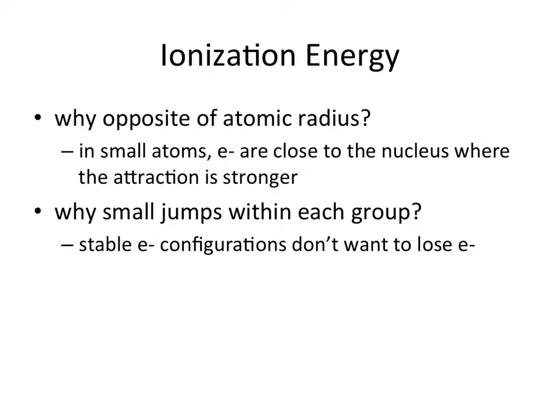So why is this trend the opposite of what we see with the atomic radius? Well, the smaller your atom is, the more strongly the nucleus is pulling on those electrons. So the stronger that attraction, the harder it is to remove the electrons that are in that specific atom. And basically there are little jumps that we see inside each group, and that has to do with electron configurations and things of that sort that don't really want to lose electrons. We've talked about half-filled, completely filled shells, etc. We'll talk about more details about ionization energy here though.